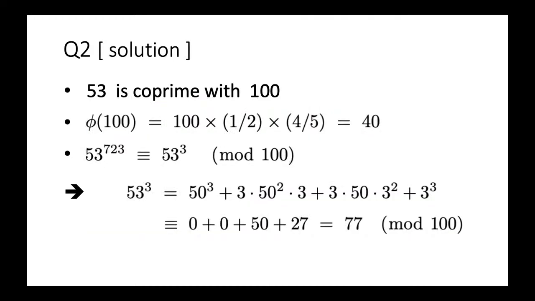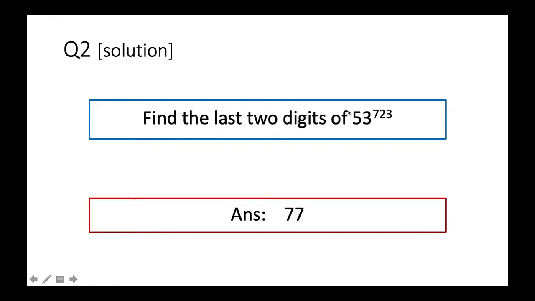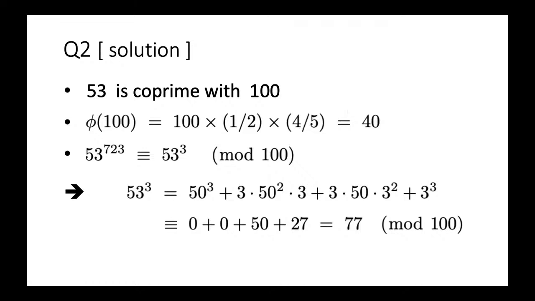There are many ways to do so, so this is one way that I chose. First of all, we see that 53 is co-prime with 100. So we are going to apply the Fermat's little theorem to help us. Oh, not Fermat, but Euler. It should be the generalized Fermat's little theorem, Euler's theorem. In order to do that, we are going to find the value of 53 to the power 723 modulo 100. To simplify this, we first find the phi value of 100, and it is simple, it is equal to 40.